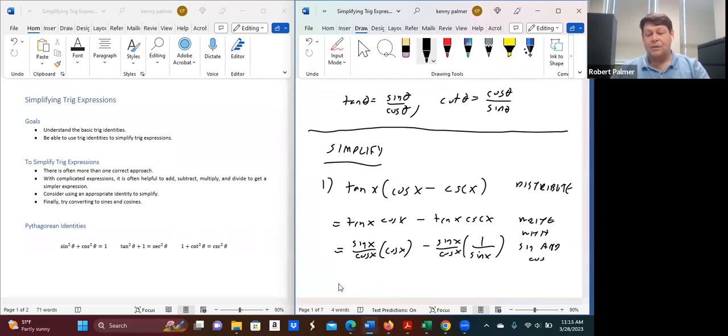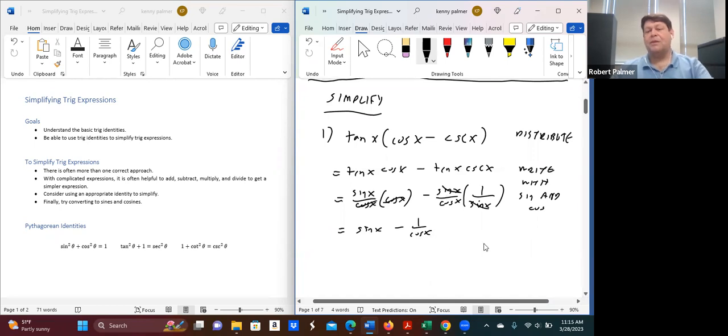Okay, so now this does help us because now we see we can cancel some things out. If we multiply this across, we'd have cosine over cosine, which cancels out. We're left with just sine of x. Over here, we could actually cancel out the sines, and so we'll be left with 1 over cosine of x.